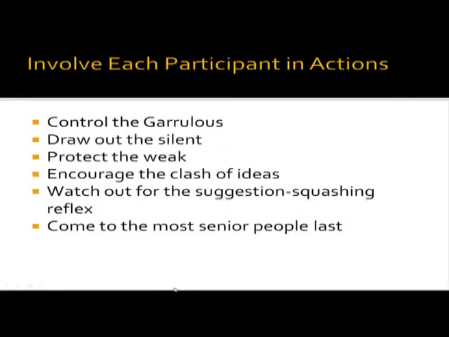The second part is to draw out the silent. There are people in a group, either because of the status difference or because they are reticent by nature, who remain silent throughout the meeting even if they have something important to contribute, and you are losing out by not getting their inputs because they haven't had a chance to have their say in the meeting. So, draw out the silent, protect the weak.